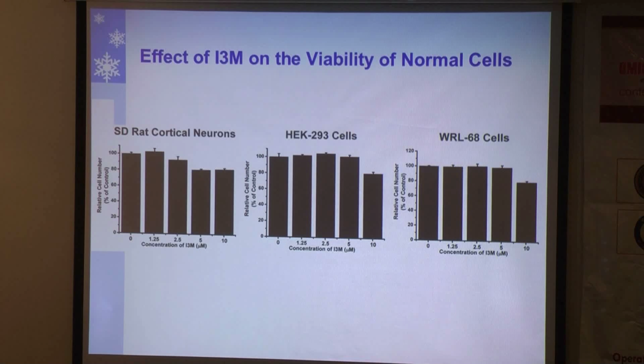For a compound to be used clinically, it should have a low toxicity to normal cells. So we tried different normal cells. One is the counterpart, the SD-RAC cortical neuron, a primary neuron isolated from the rat as a control. And also there are cell lines like the human embryonic kidney cell and the WRL cell, which is a hepatocyte-like cell. You can see it has a very low toxicity in these primary cells or non-transformed cells.